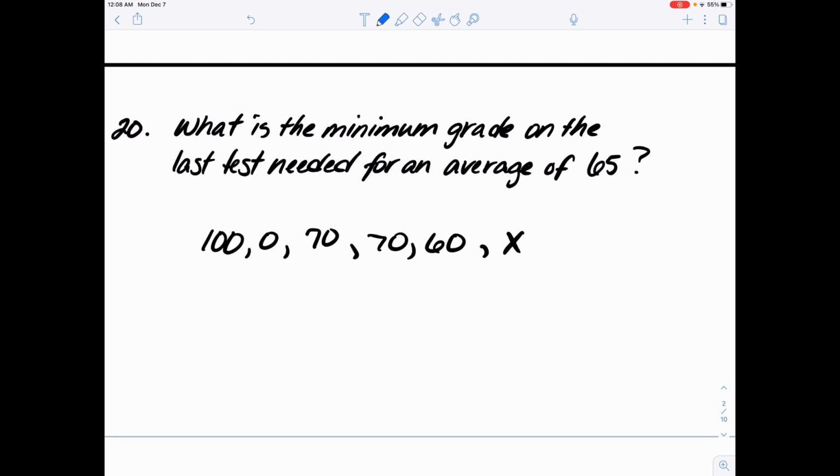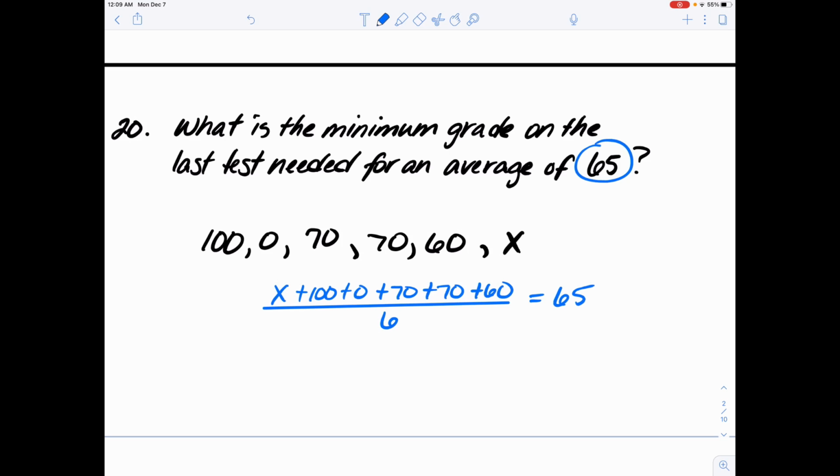Question number 20 is similar to the last one. It says, what is the minimum grade on the last test needed for an average of 65? This time we're just trying to pass the class. So let's look at our data. We have our missing test, our last one, plus 100, plus a 0. Hopefully we were just absent for that test and didn't actually make a 0. Plus 70, plus 70, plus 60. We'll have to divide that total by the number of test grades, which is 6 in total. That'll give me the average of 65.